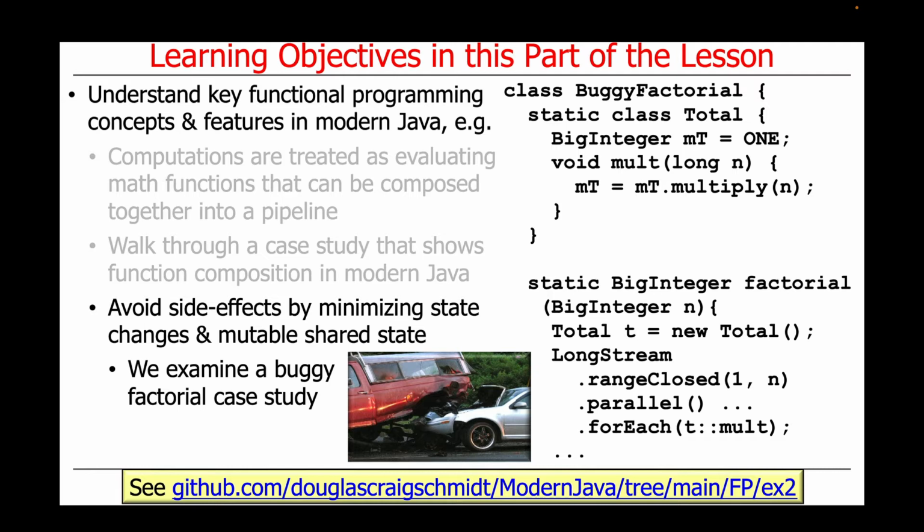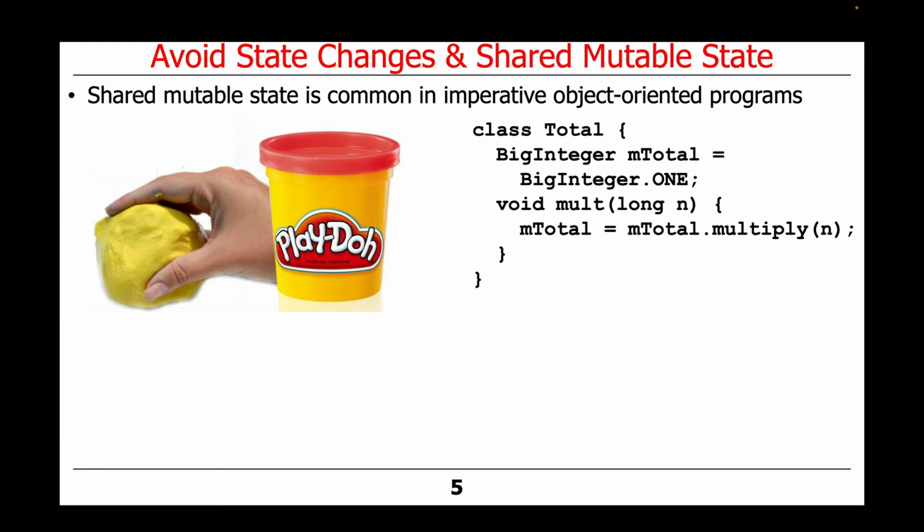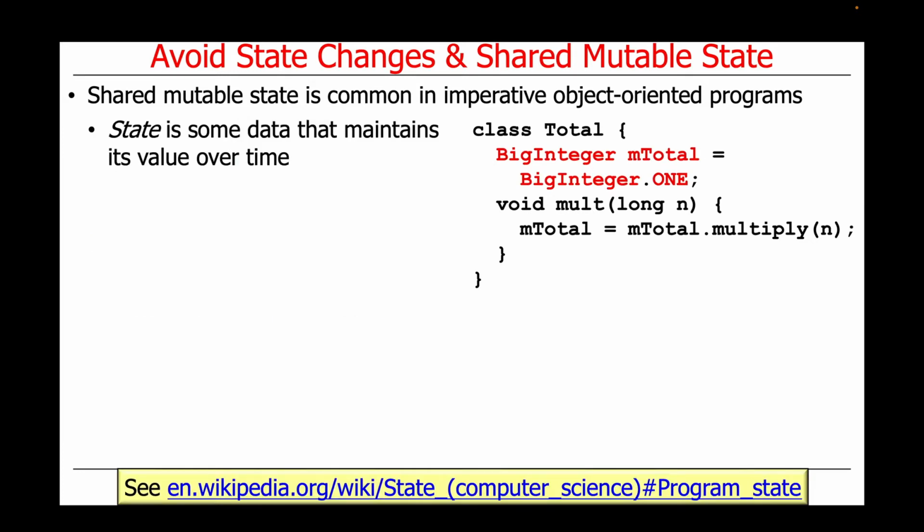And you can find this particular example in the EX2 project in my FP folder in my modern Java GitHub repository. Shared mutable state is actually quite common in imperative object-oriented programs. State is data that maintains its value over time.